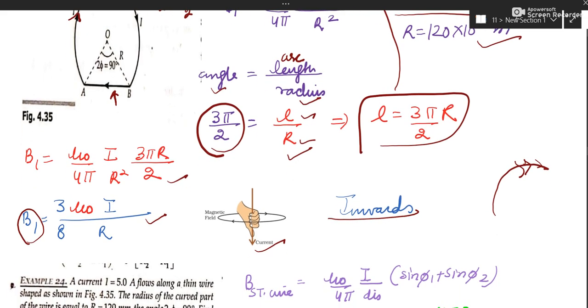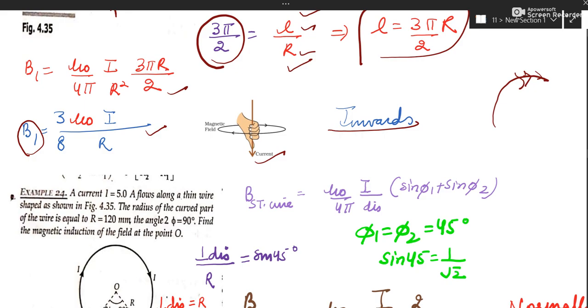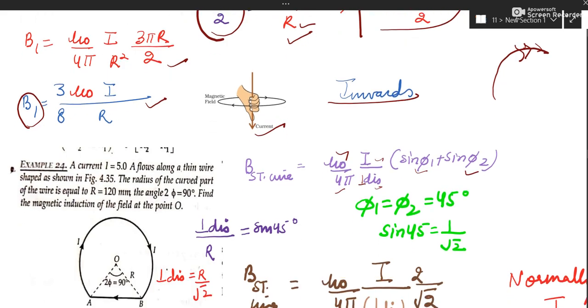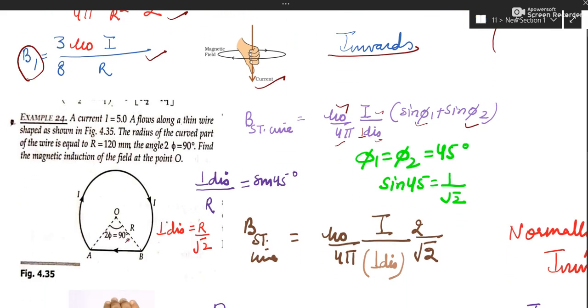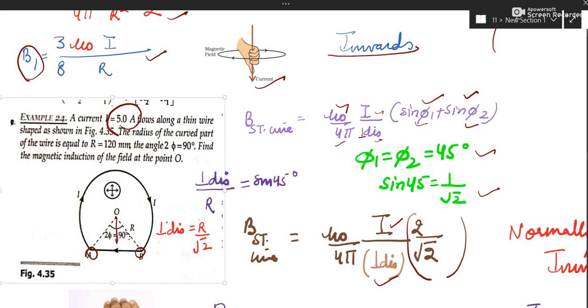The magnetic field due to the straight wire. So we'll use the straight wire formula: mu naught by 4 pi I by perpendicular distance, times sine phi 1 plus sine phi 2. Now you can see here, if this is given as 90, then phi 1 at the first end of the wire and phi 2 at the second end of the wire will be 45 and 45. Sine 45 we know, so 1 by root 2 plus 1 by root 2 is 2 by root 2. The current is given, 5 ampere. For the perpendicular distance, you have to use mathematics once again. This is your perpendicular distance.